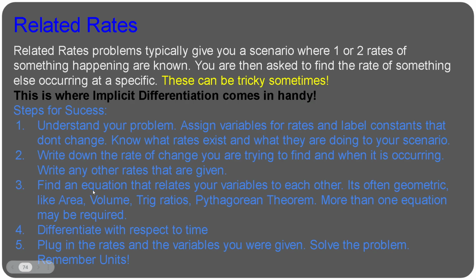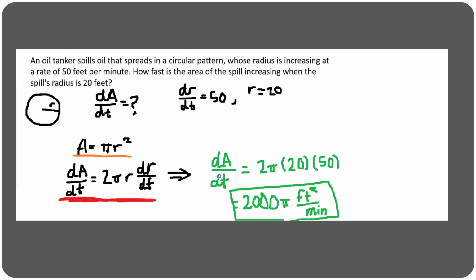Third, you can find an equation that relates your variables to each other. Oftentimes, it is geometric. So think things like area, volume, trig ratios, Pythagorean theorem, stuff like that. And more than one equation may be required, just like optimization. And then you differentiate with respect to time, and you plug in the rates of the variables you were given, and you solve the problem. And then always remember your units in types of problems like this. Okay, here's a little example problem. This one is probably really easy in terms of related rates.